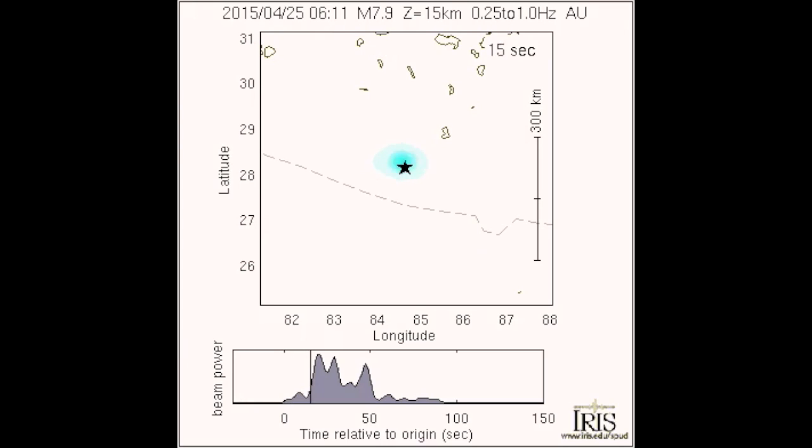Here you see the slip playing out as a function of time, clearly moving from the hypocenter towards Kathmandu. This is one of the main reasons the shaking was so devastating. The slip went right for the population center, and the energy release continued towards Mount Everest.